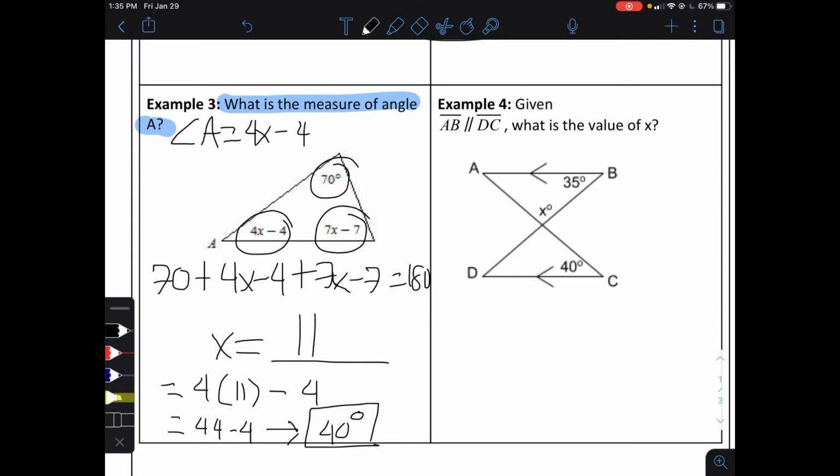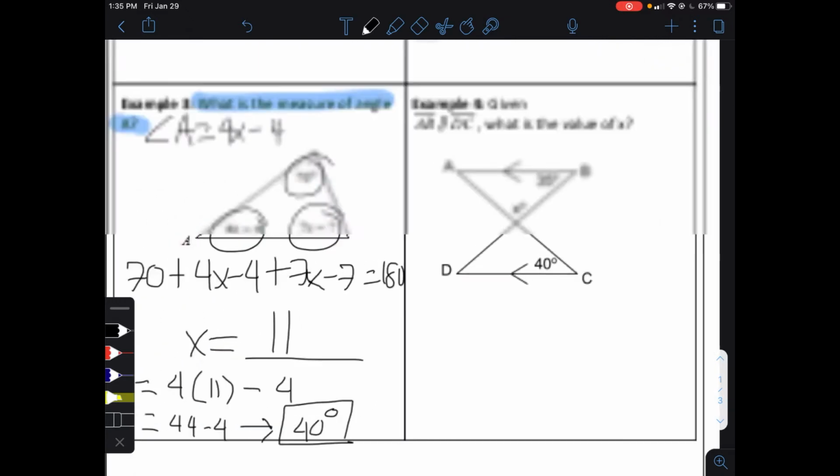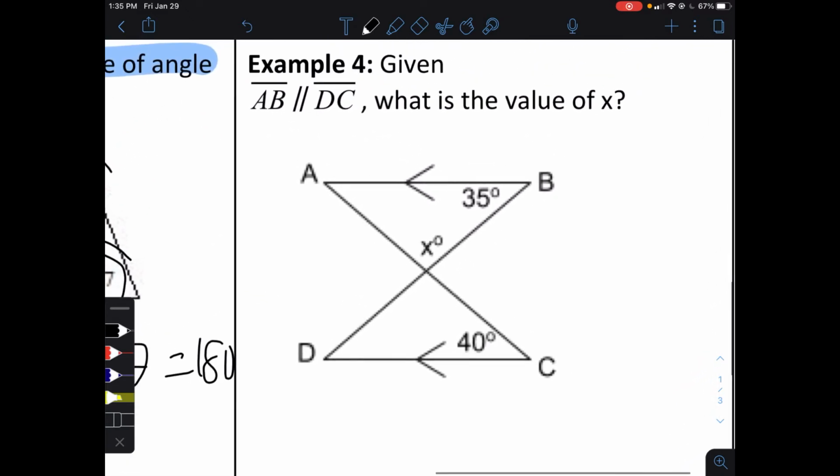Okay, and lastly, in number 4. Look at number 4 here. It says given line segment AB is parallel to DC. So the first thing I'm going to do is highlight my parallel lines here. And they got 2 transversals, but I'm not going to confuse you. Because they're parallel, their bases are parallel. And I got this angle, which is vertical to this angle. I can assume that these are pretty much the same exact triangle, just flipped.